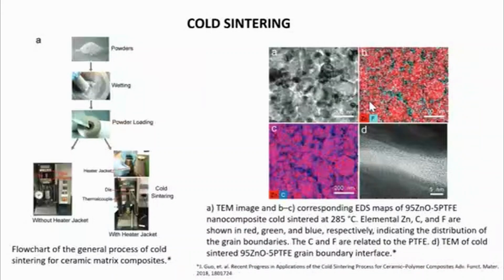After cold sintering using a liquid phase solvent of acetic acid at a temperature around 285 centigrade under a pressure of 300 megapascals, the PTFE phase is homogeneously located at the grain boundaries of the composite, and a dense nanocomposite was obtained, as shown in the TEM micrograph.